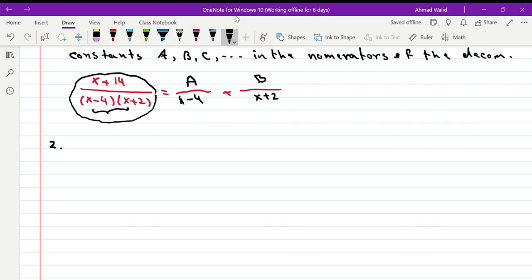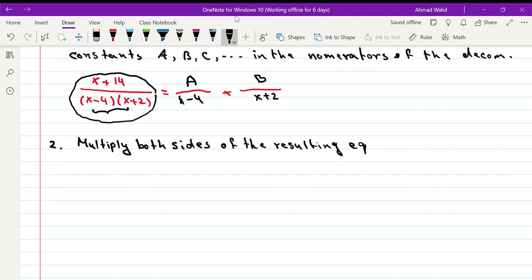Multiply both sides of the resulting equation by the LCD.